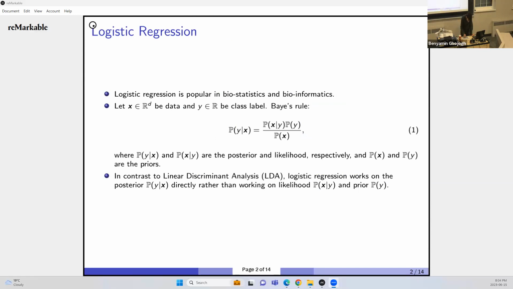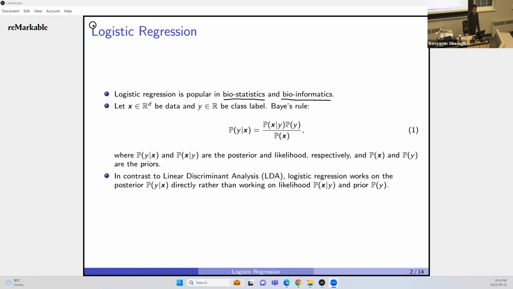Logistic regression is popular in biostatistics and bioinformatics. And by the way, its name is misleading. It's not for regression, it's for classification. It's a classification algorithm. But why? Why do they call it logistic regression?